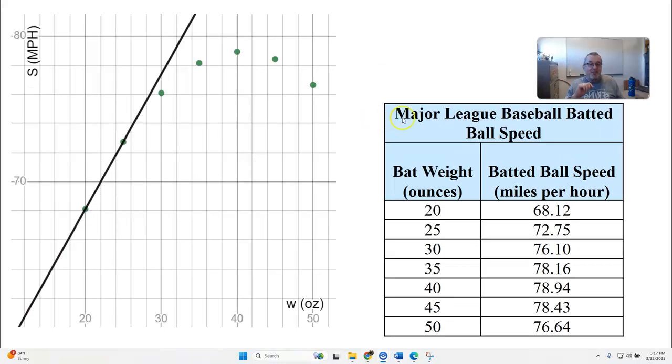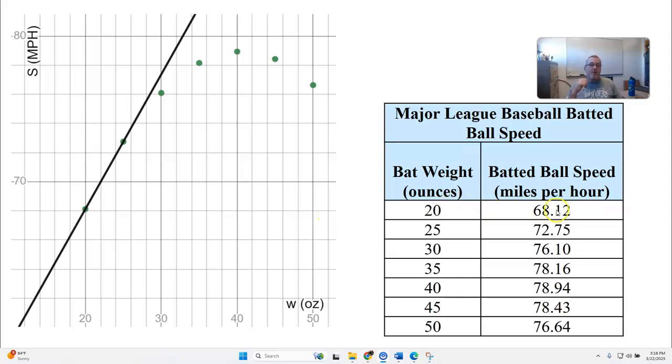All right, hopefully you've given it a shot. I'm now going to give it a shot. So here's what I would say first. Notice here that there's an initial, for a bat weight of 20 ounces anyway, there's an initial batted ball speed of 68.12. So I'm going to use this as a reference. I'm going to use a bat weight of 20 ounces, so W equals 20, and a batted ball speed of 68.12, so S equals 68.12. I'm going to use this as my reference, as my initial value.